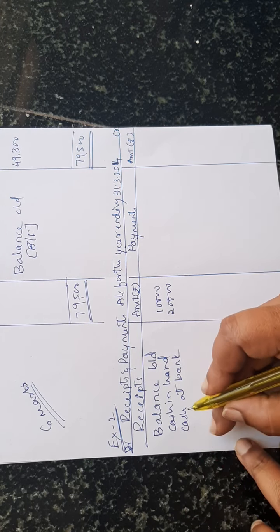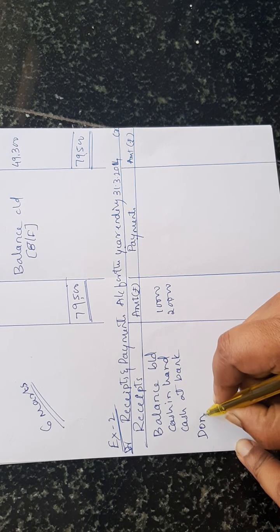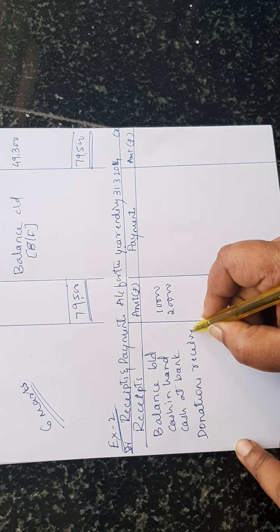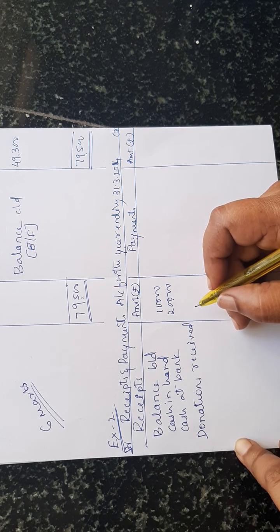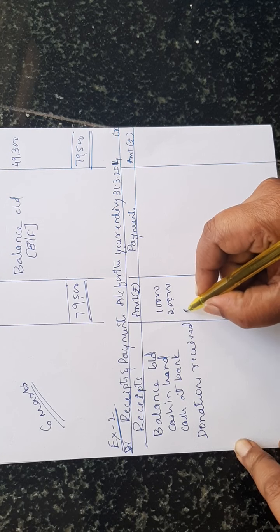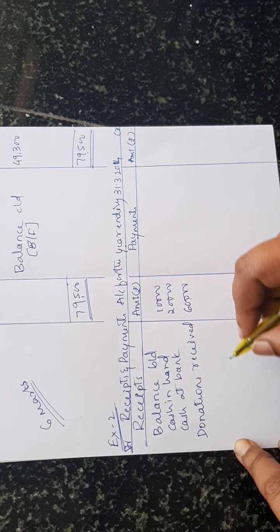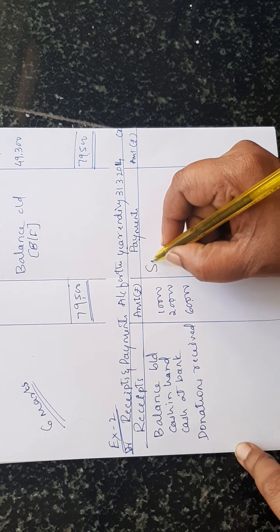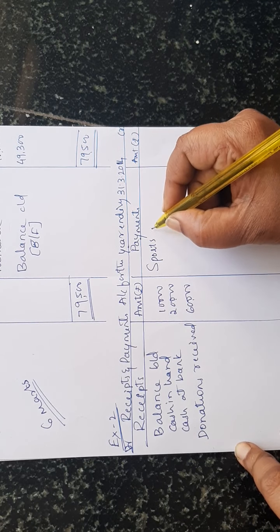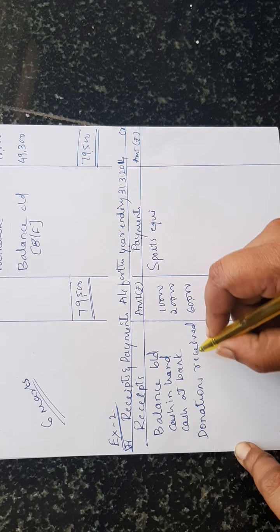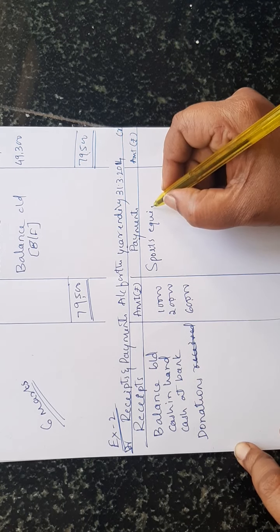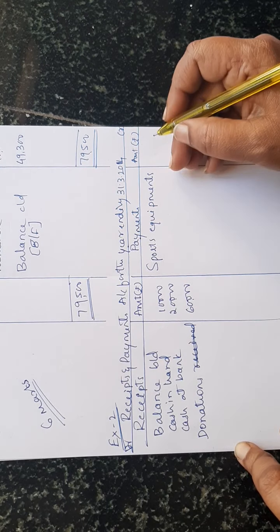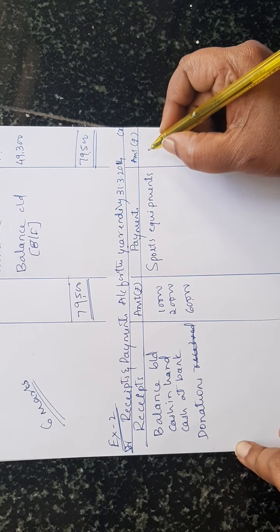Then donations received. How much? 60,000. Sports equipments purchased, payment side. Sports equipments. Equipments. Payment means purchasing, 31,000.